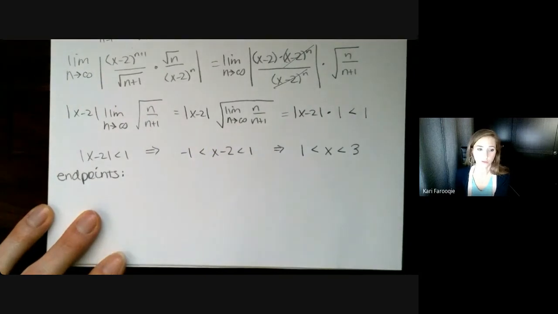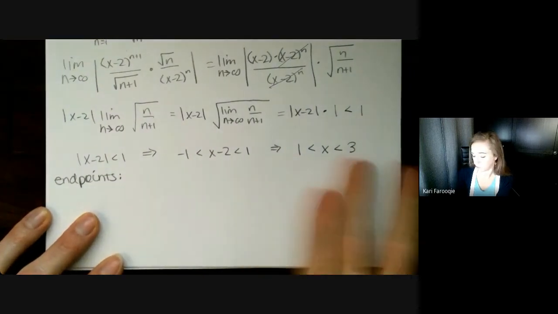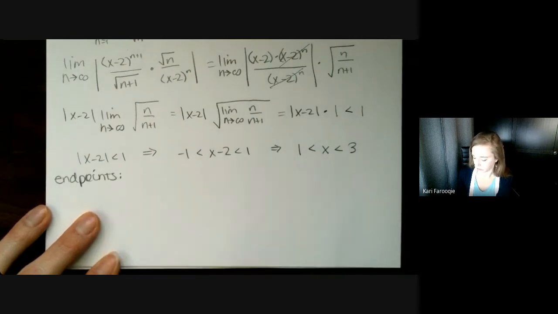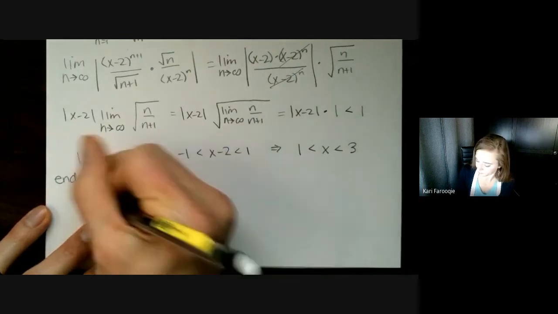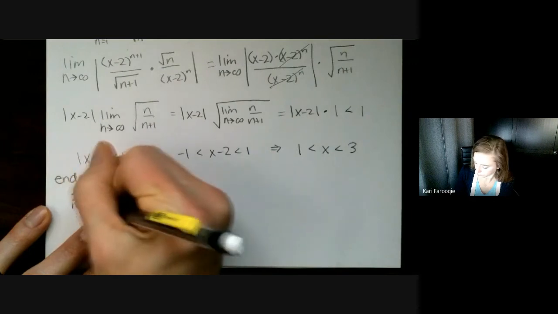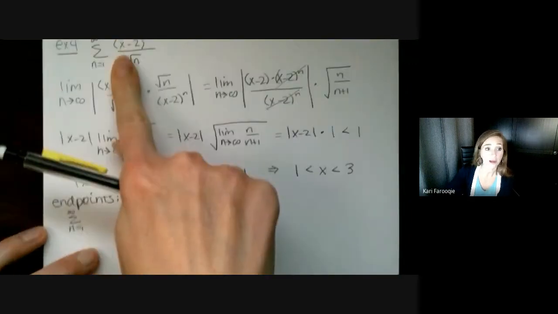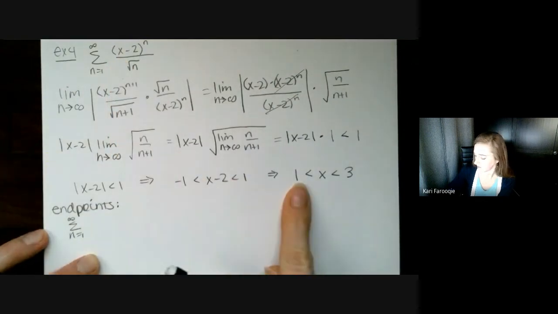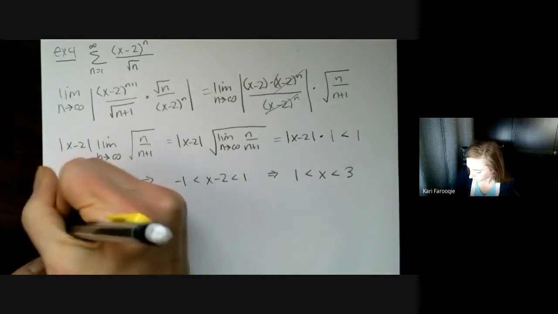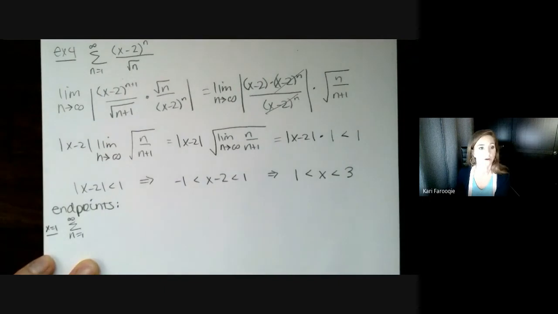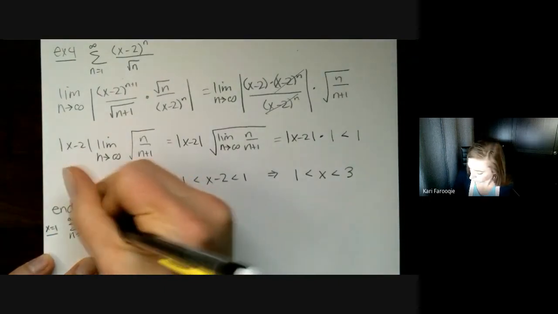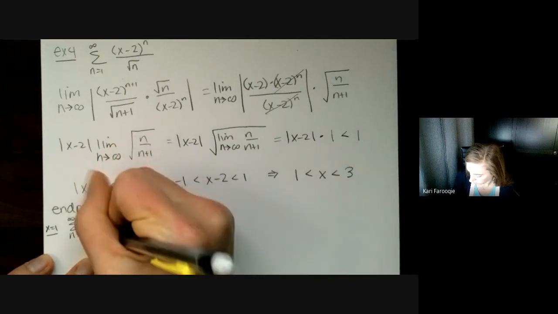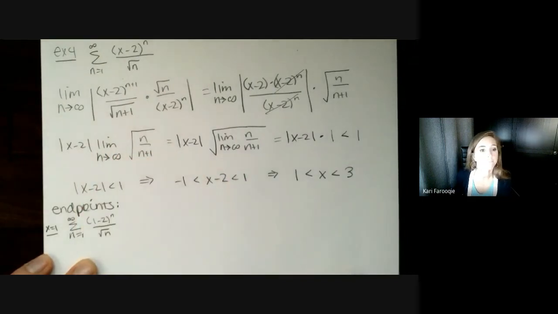And I know it's such a small thing, and you might end up with this same exact answer in the end, but this is a process. So we're going to go back to our original series, and everywhere we see x, first of all, we're going to test x equals 1. We're going to try that first. So we're going to look at the sum of (1 minus 2) to the n divided by the square root of n.